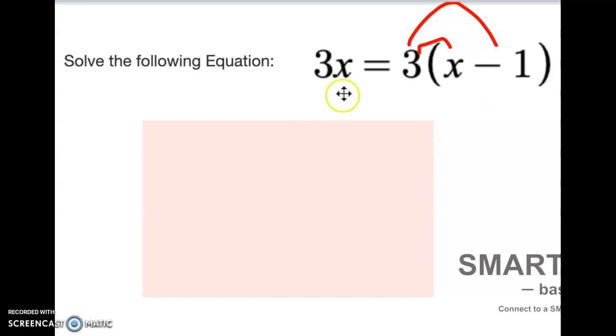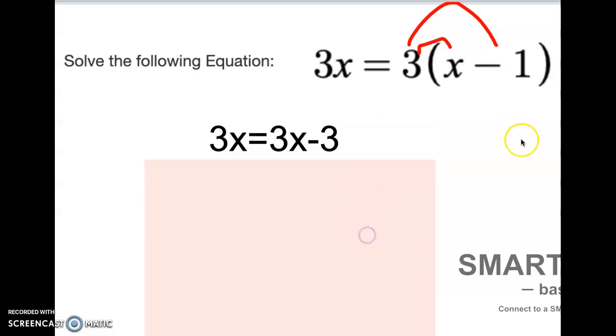When we do that, we get 3x is equal to 3x minus 3, because 3 times x is 3x. 3 times negative 1 is negative 3.